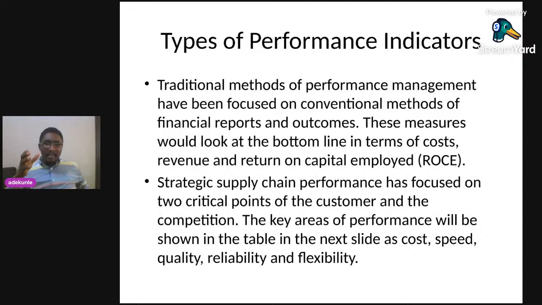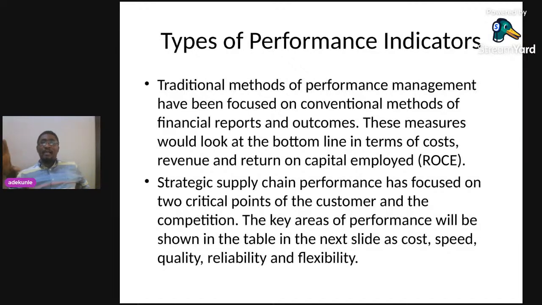The key performance will be shown in our next slide to see what customers are looking for as how you can boost performance. It is based on cost of the product, the speed the product gets to them, quality of the product, the reliability of your service, and the flexibility of your service. That is what customer is looking for. But it's a slight departure from the traditional method of how we manage performance, which is basically looking at the financial record. How much was invested? How much did we get? What's our revenue from this investment?